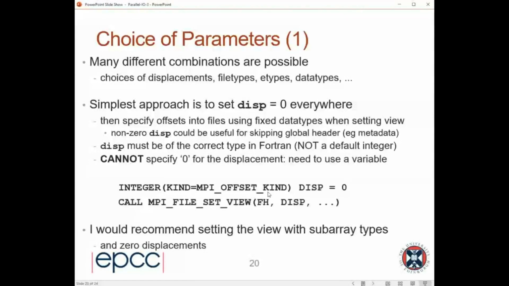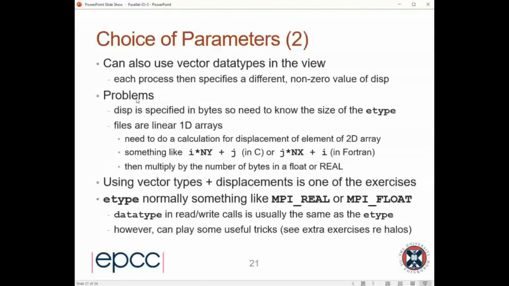Just a technicality for Fortran programmers, because this is a byte offset, it can be bigger than 32 bits, so you can't store it in an integer. So there's this horrible thing: it has to be an integer of type MPI offset kind. It's rather nasty, but you can also use vectors. Okay, you can use a vector data type, but then you have to specify non-zero displacement, and that is ugly. I don't want the details here, but it is just ugly.